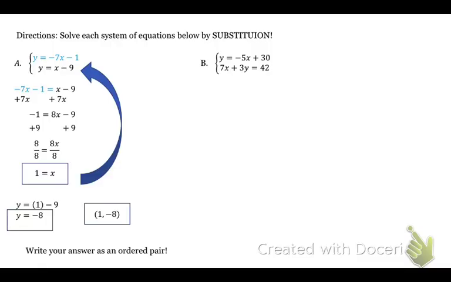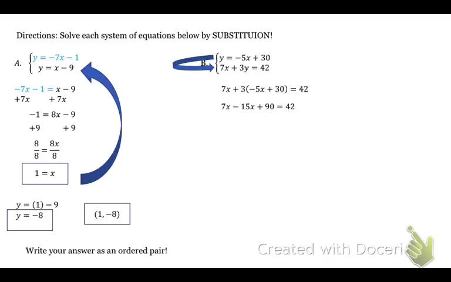So we got our systems here. y equals negative 5x plus 30. And 7x plus 3y equals 42. So I'm going to take that top one and plug it in for the y on the bottom. So I get 7x plus 3 times negative 5x plus 30 equals 42.